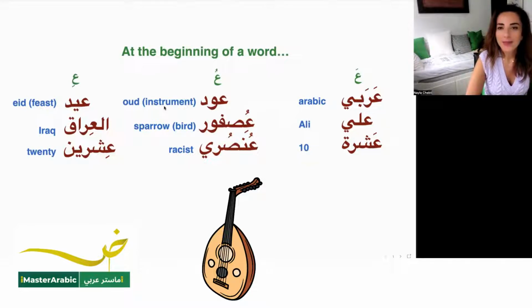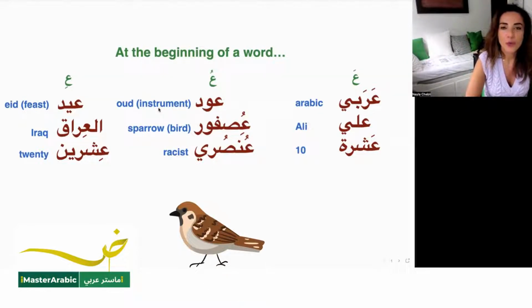Now sparrow, and lately it has been used also for bird. عصفور. Now os, you have to do os. It's like o, you're saying o while blocking the air to go through your throat. Os, osfur. Feel the back of your tongue going backwards towards the wall of your mouth. Osfur.